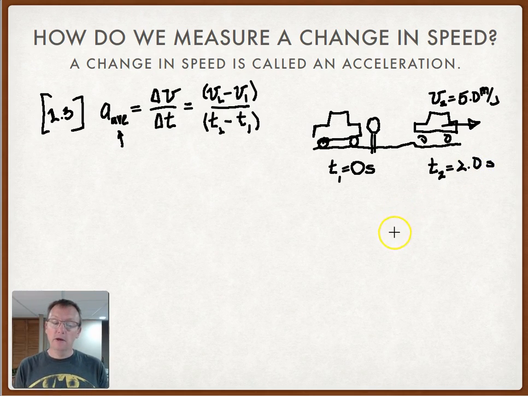Okay. So my question for you is, how much acceleration does this car have? It's pretty simple, I hope. You can see that if the car is stopped right here, its speed while it is stopped at that moment is 0.